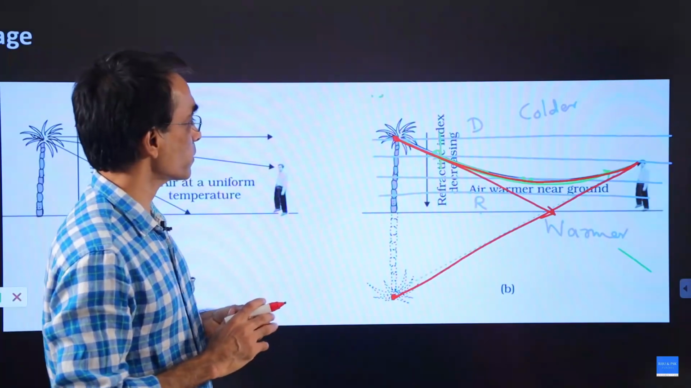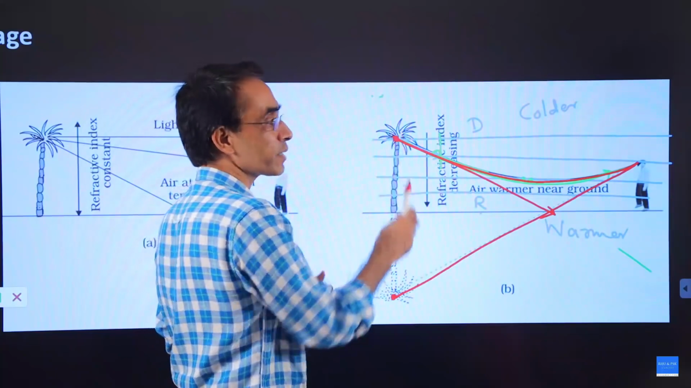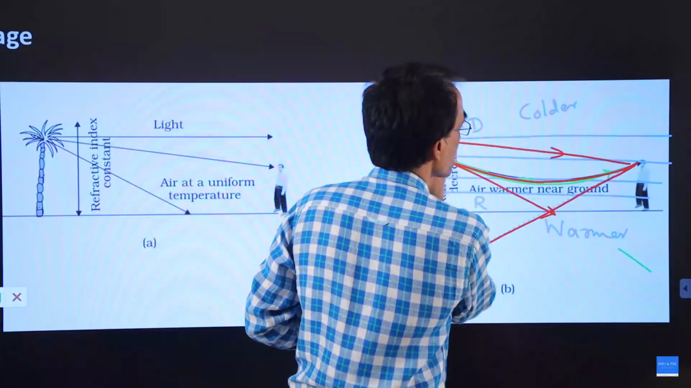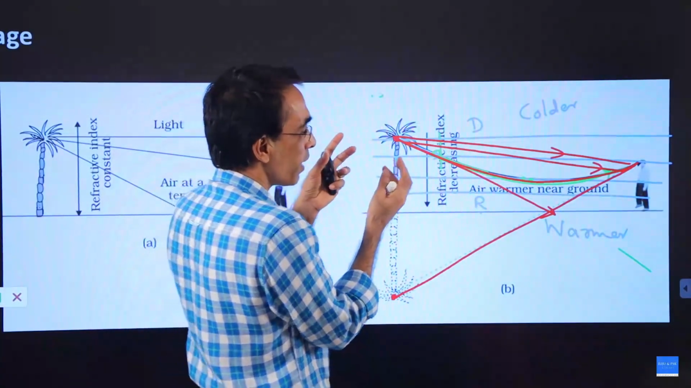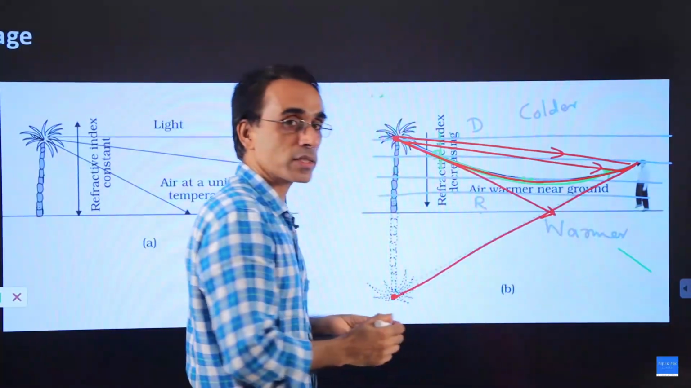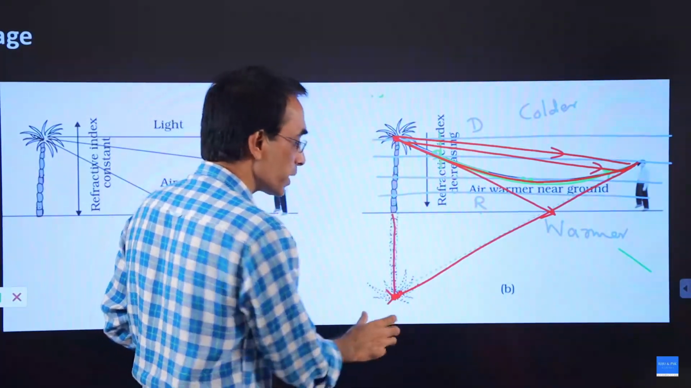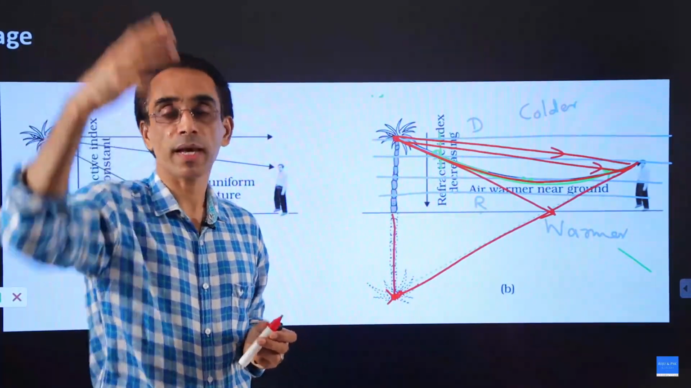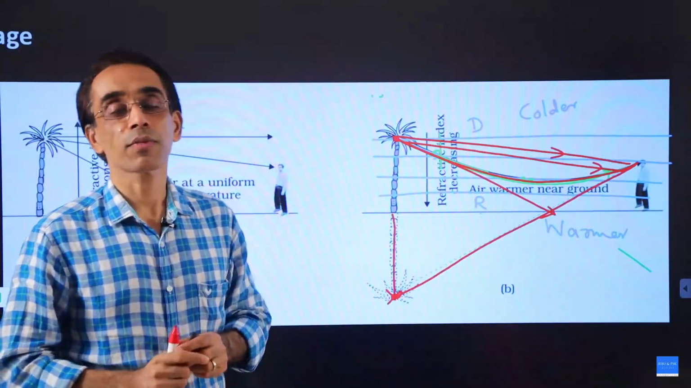Now, all the light rays will not undergo this phenomenon. A large amount of light will directly reach this person and he will see the tree. But a relatively small amount of light will undergo total internal reflection, and that will create an inverted image here. So, the inverted image will not be as bright as the object. So, you see a bright object due to direct vision and an inverted image due to total internal reflection.